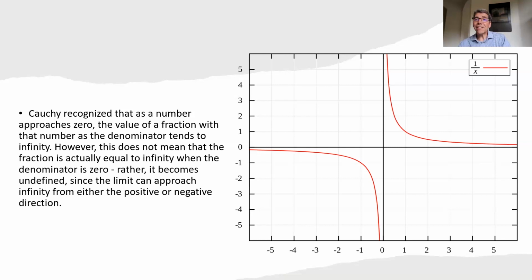And so that is why it is undefined. The closer I get to 0, the higher the function is going to go, but I'm never going to know whether it's minus infinity or positive infinity. And so that is why division by 0 is undefined. Let's see, have I explained that correctly?